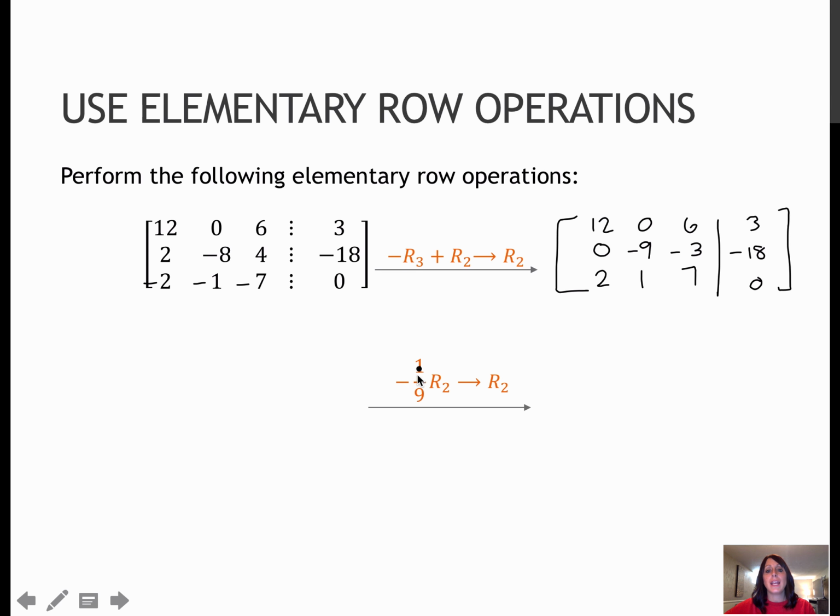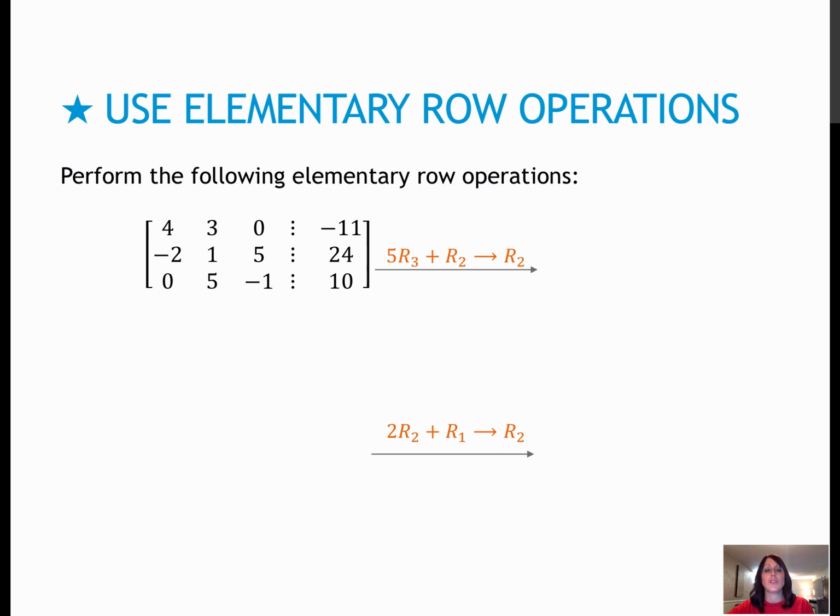Next one, I'm taking -1/9 times R2 and putting that back in R2. So again, nothing's happening to 1, nothing is happening to 3. To row 2, I'm taking it times -1/9. So 0 times -1/9 is 0. -9 times -1 is +9, divided by 9 is 1. -3 times -1 is +3, divided by 9 is 3/9, or 1/3. And then negative 18 times negative 1 is positive 18, divided by 9 is 2. So those are my row operations.